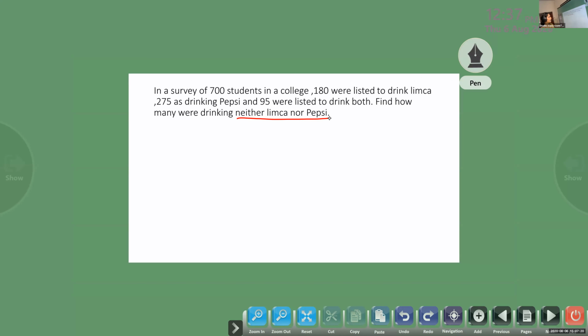Neither Limca nor Pepsi. What does it mean? No Limca, no Pepsi. Yes, both the things they will not drink. Okay, so apply it, convert that into notation form, and tell me which alphabets you are going to use. Diya. L for Limca. Diya will be answering.